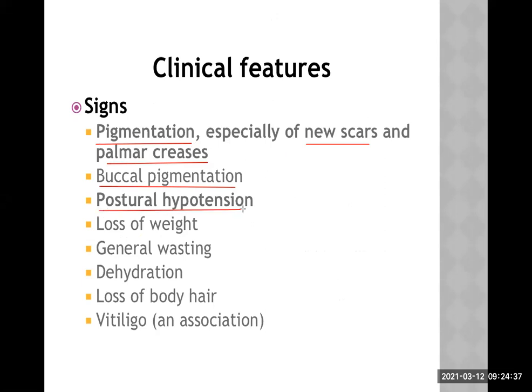There is postural hypotension. We can prove that by taking blood pressure in different positions, in the supine position as well as standing position. In standing, the systolic blood pressure drops by more than 10 to 20 millimeters of mercury. Loss of weight, general wasting, dehydration, loss of body hair as a result of decreased androgen, and vitiligo. This is just an association, because vitiligo is the marker of autoimmunity.